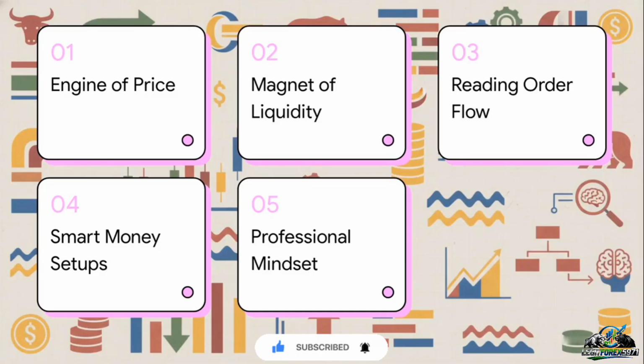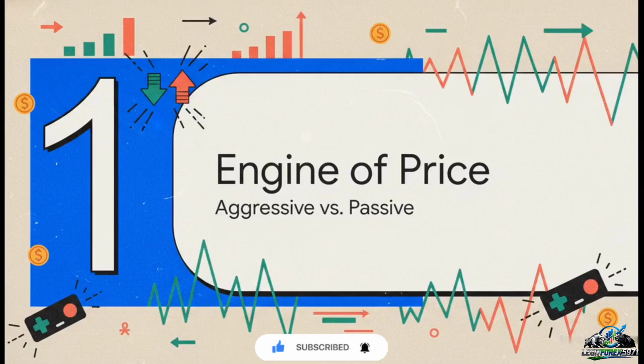Okay, let's dive into this. Here's our roadmap for demystifying institutional order flow. We'll start with the engine of price, then check out the magnet of liquidity, move into reading the order flow, apply it to smart money trade setups, and wrap it all up with the professional mindset. Let's get to it. Starting with Section 1, the engine of price, aggressive versus passive orders.